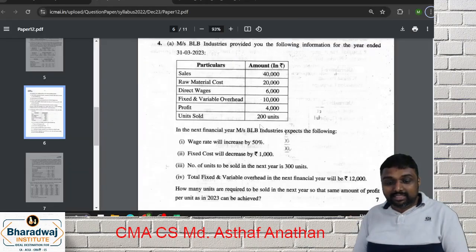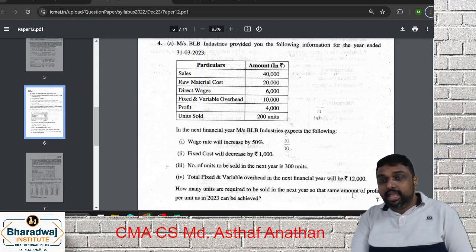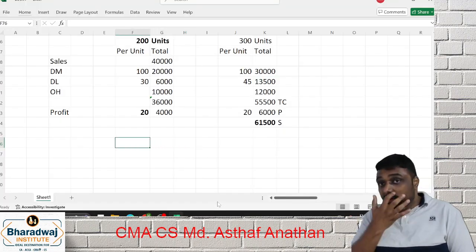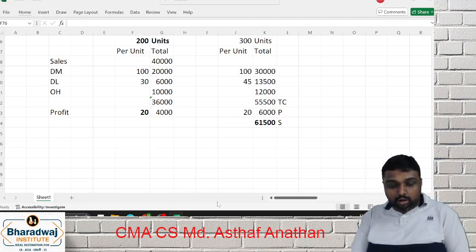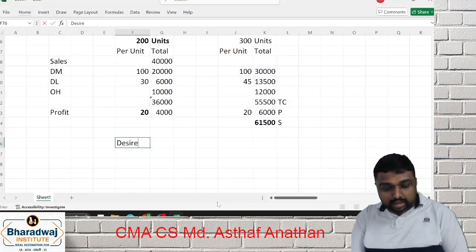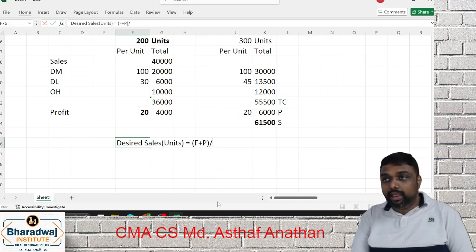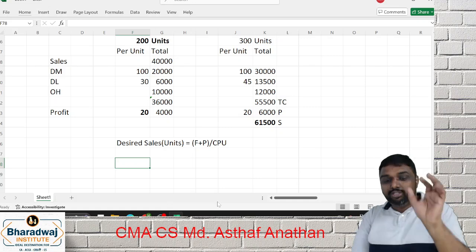But the question is asking what number of units is to be sold in the next year, so that the same amount of profit per unit as in 2023 is earned. So for that we will now go to the formula. Desired sales in units is equal to F plus P by contribution per unit. We'll go step by step.